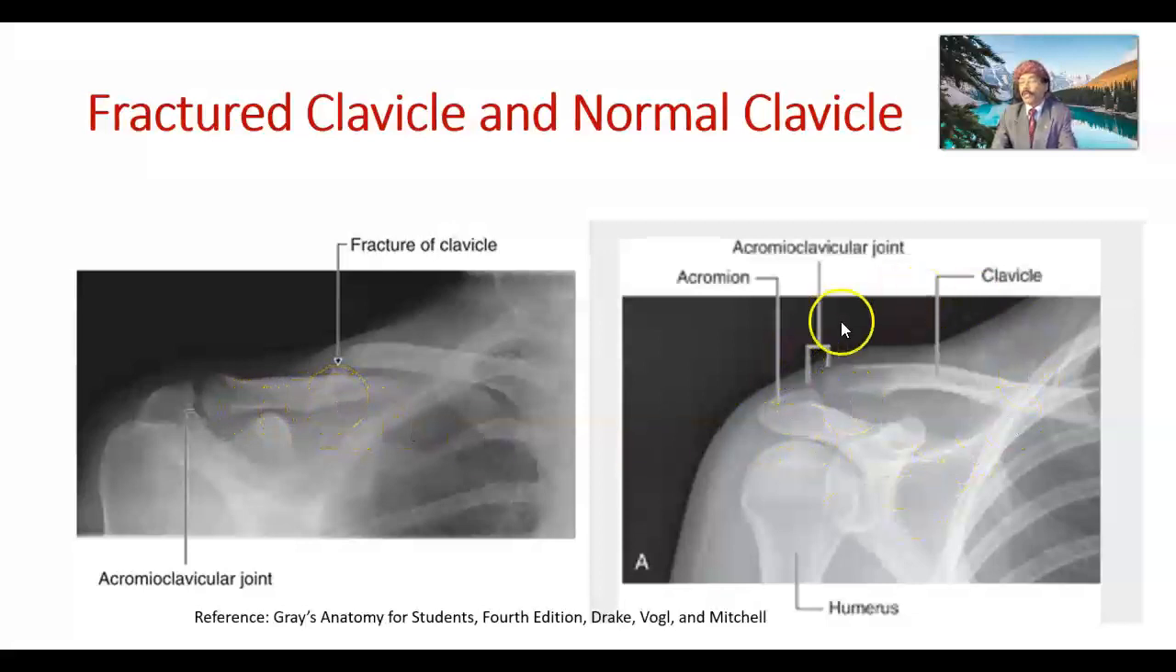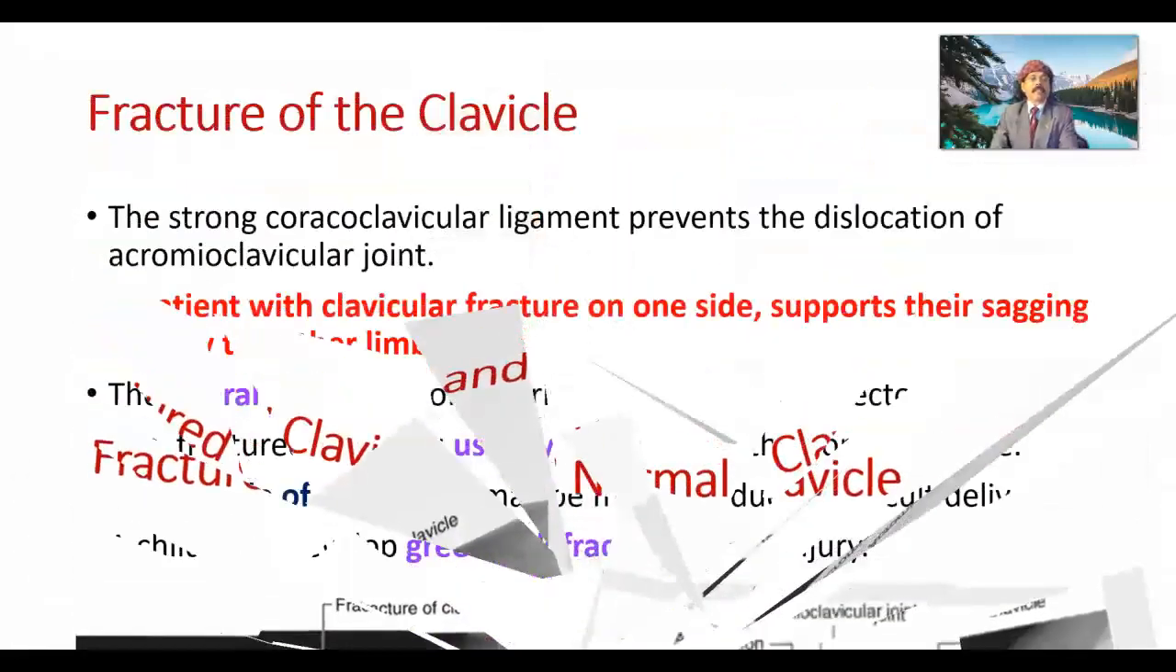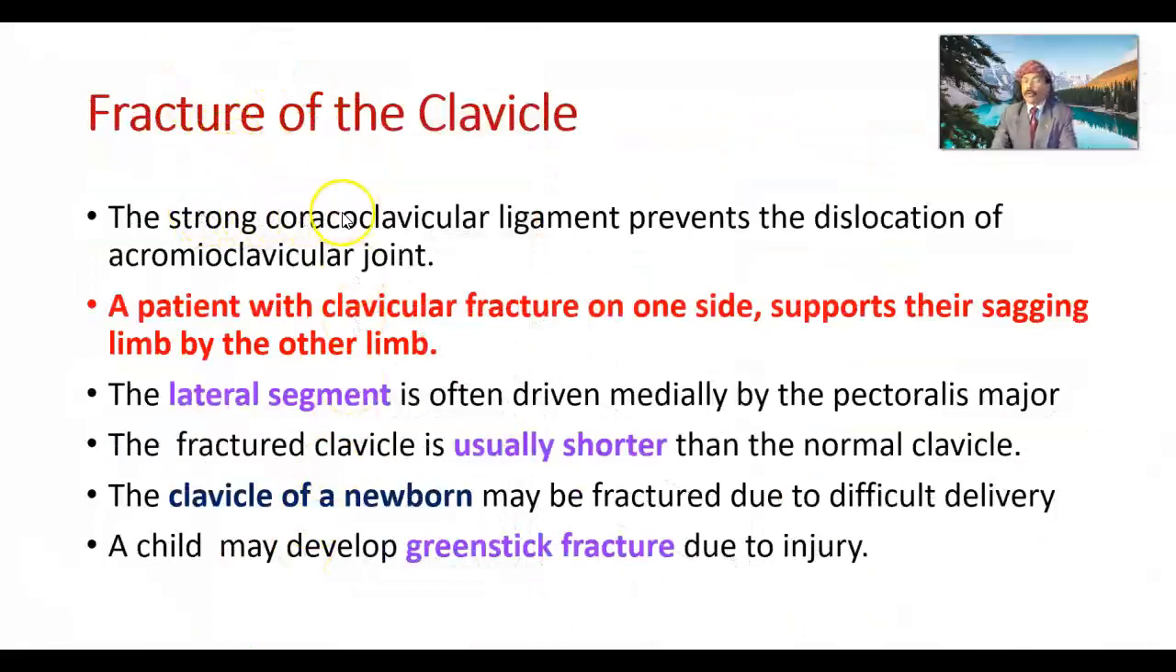This is a normal shoulder. This is the head of the humerus. This is the tip of the coracoid process, acromion process, acromioclavicular joint. This is the clavicle. These are the ribs. This is the scapula. Now, the strong coracoclavicular ligament prevents the dislocation of the acromioclavicular joint.